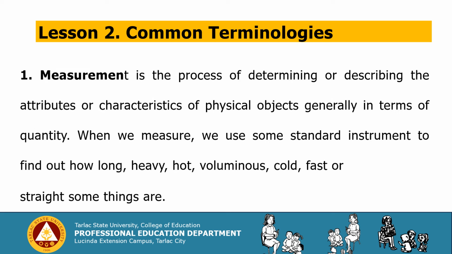As we move on in lesson 2, which is the common terminologies, number one term is measurement. Measurement is the process of determining or describing the attributes or characteristics of physical objects, generally in terms of quantity. When we measure, we use some standard instrument to find out how long, heavy, hot, voluminous, cold, fast, or straight some things are.